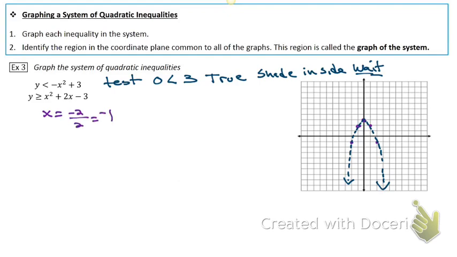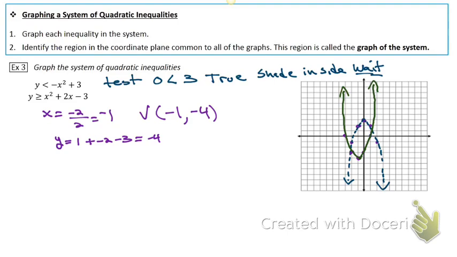Negative b over 2a. So my x-coordinate of my vertex is negative 1, and the y-coordinate is negative 4. And I should be able to go from there, right 1, up 1, get my y-intercept at negative 3, and then right 2, up 4. And this one is solid.